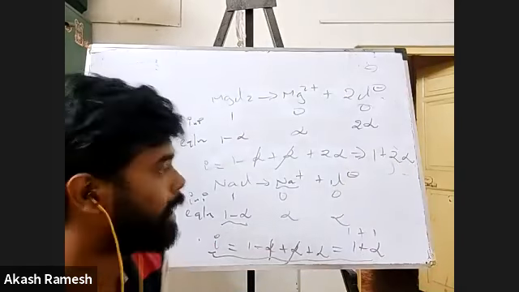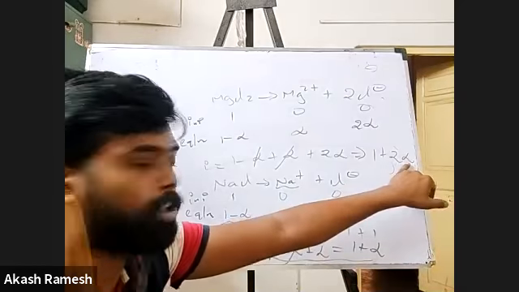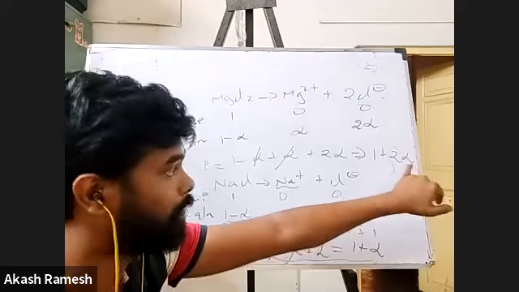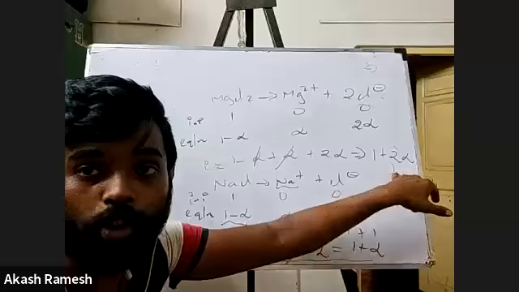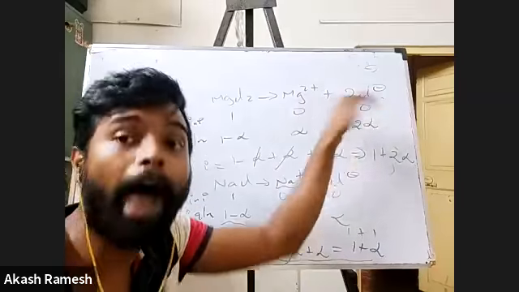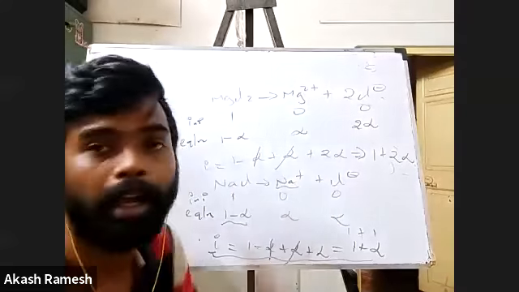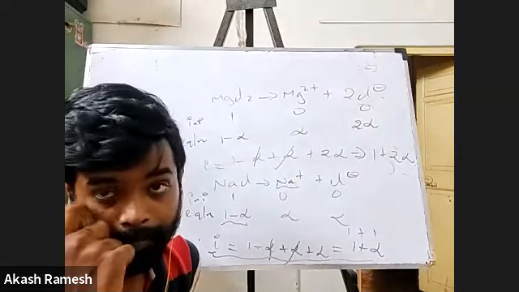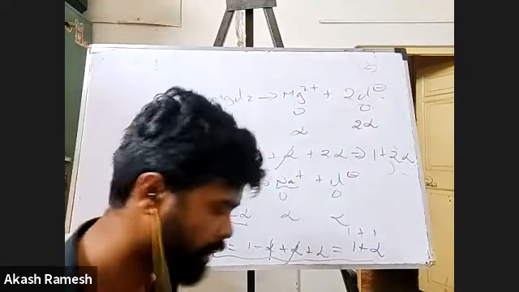Again, depending on the alpha value. If I put the alpha value as 1, meaning 100%, then 1 plus 2 will become 3. Again, you can see there are 3 ions after dissociation: 1 Mg2+ and 2 Cl-. It's totally becoming 3.